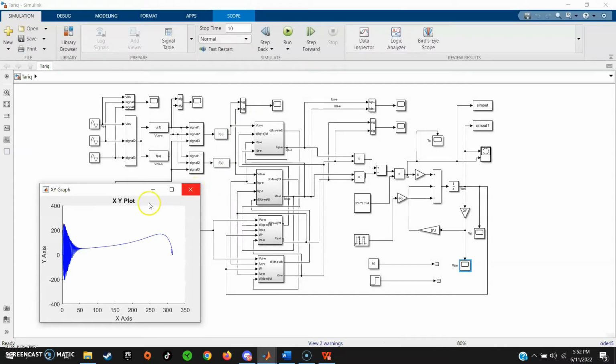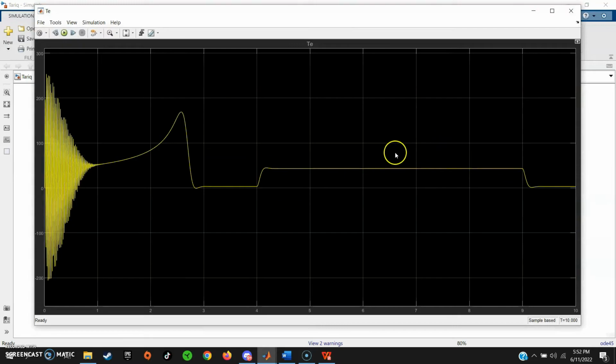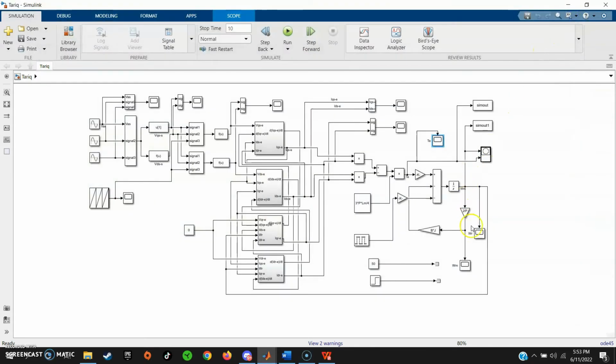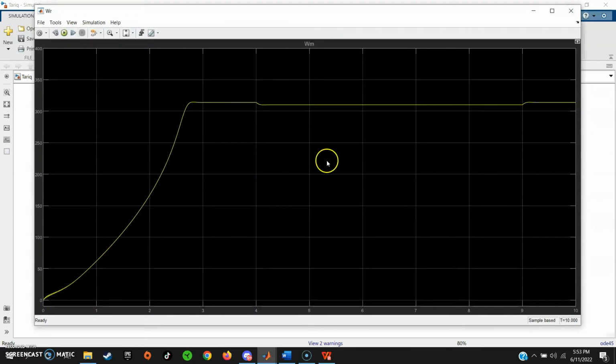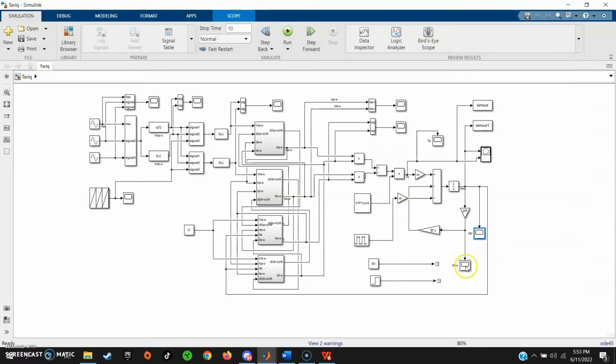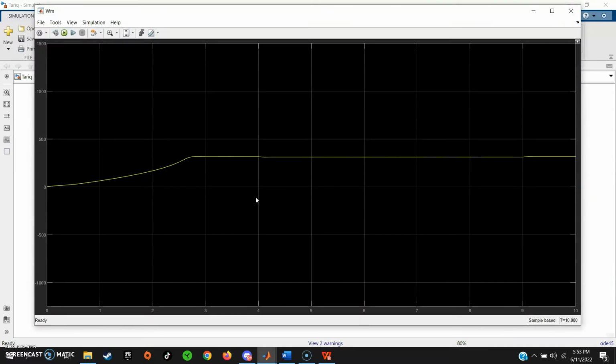Okay, this is an XY plot graph, and this is the electromagnetic torque versus time graph. The graph is increasing from 0.8 to 2.5 and drops to 2.8 seconds, and maintains until 4 seconds, and it increases until 4.2, and maintains until 9 seconds, drops at 9.2 seconds and maintains. This is the rotor frequency versus time graph, and this is the rotor speed versus time graph.